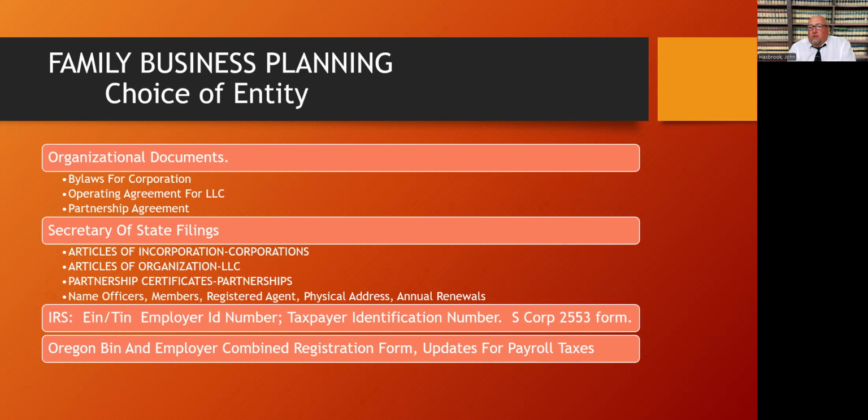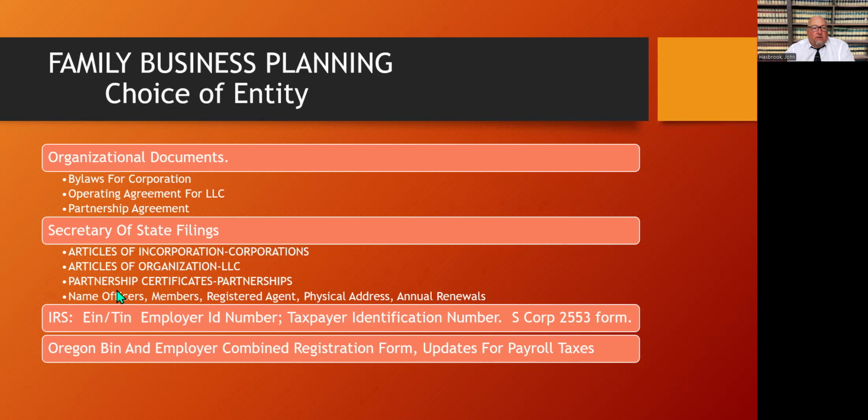Another form, if you're going to be an S corporation or an LLC that's treated as an S corporation, you have to file an S corporation election form called a 2553 form. And this is a form that will tell the IRS that you want to be treated as an S corporation rather than a C corporation. And again, the S corporation is not subject to corporate tax. So it's very important that this form be filed. Otherwise, you will automatically be treated as a C corporation and subject to the corporate tax.